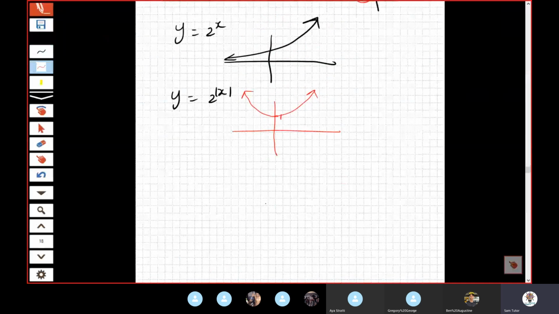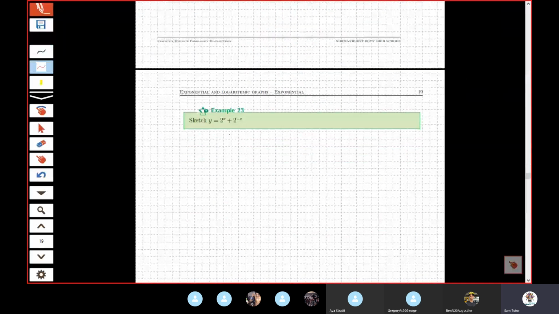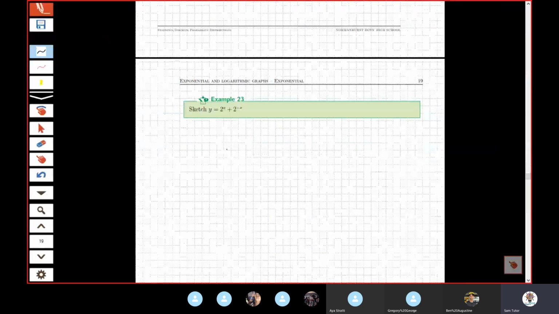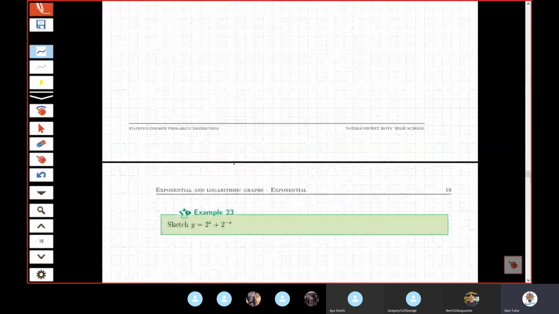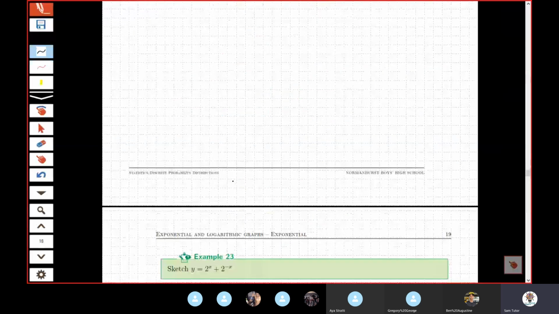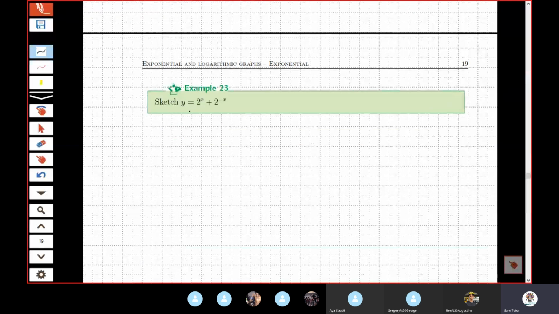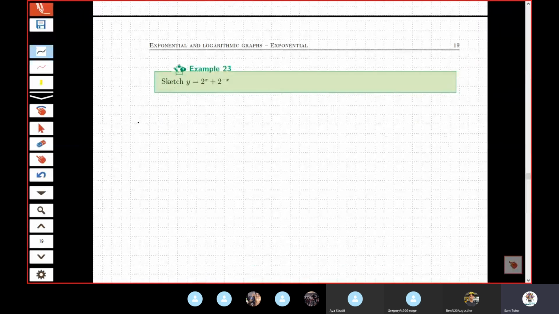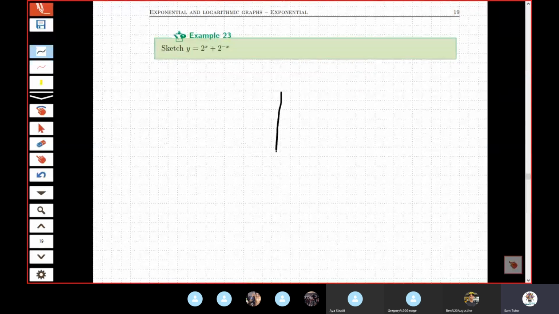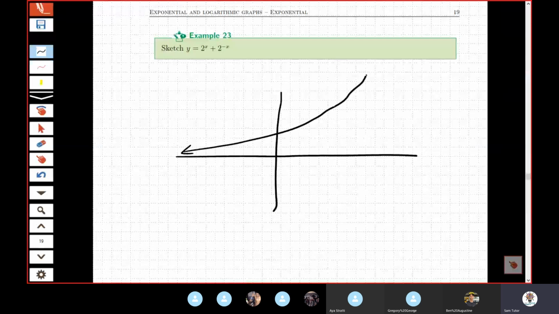All right. What about this one? Sketch y equals 2 to the x plus 2 to the negative x. Is this still part of extension 1? Yeah. So only extension 1 students because of the fact that you're adding your ordinates, right? For you guys, this might be a little bit more fresh because you just had your test on this. All you're going to do is draw 2 to the x. There it is. You draw 2 to the negative x. There it is. And then what are you going to do now?